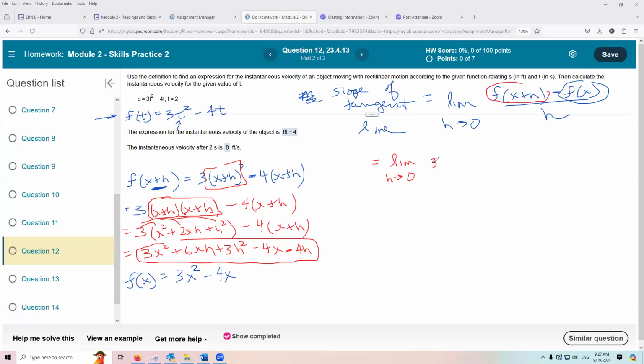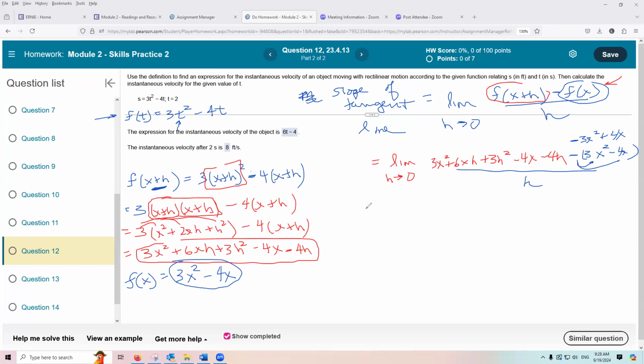So it's going to be 3x squared plus 6xh plus 3h squared minus 4x minus 4h. All right, now I got to subtract the f of x part. Well, the f of x part was down here. So I'm going to subtract it. So it's going to be minus (3x squared minus 4x). I got to be careful because I'm putting this in parentheses, because this is going to end up being minus 3x squared plus 4x, right, when I distribute this negative sign in the parentheses. And this is all over h.